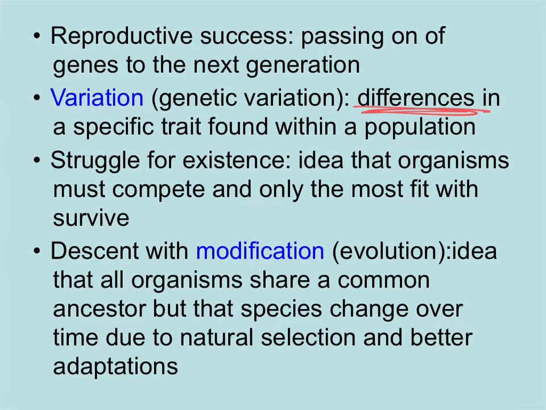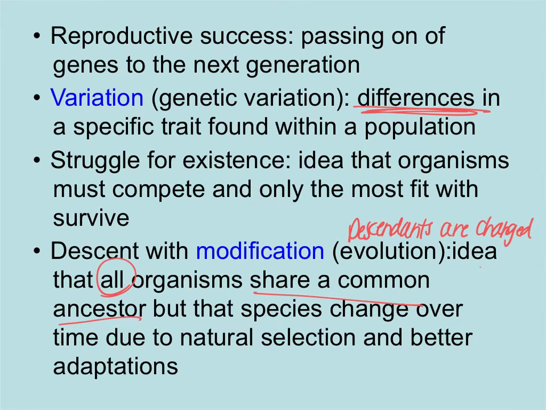So anyway, descent with modification. Remember we talked about descent. So descent is your descendants. Okay, so this is saying your descendants are modified or changed. Remember, modified is change. So your descendants will be different from you. And this is the idea that all organisms share a common ancestor. But because of evolution, because species change over time, they become modified.